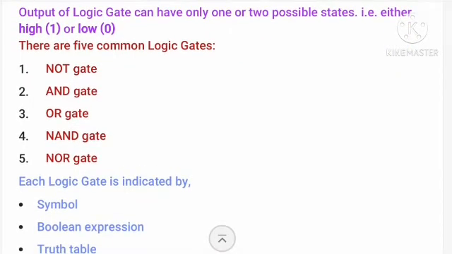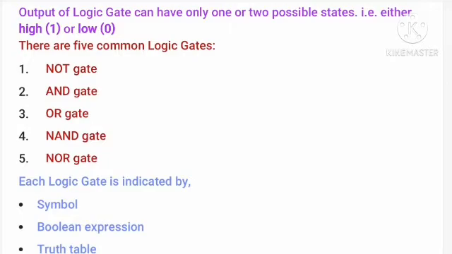Output of a logic gate can only have one of two possible states. As I told you in the definition of logic gate, there can be several inputs, but the output of a logic gate can only have one of two possible states. So, which are these states? The output of a logic gate must be high or low. So when we apply some input, there is a possibility of getting output either as high or low. High means the output will be 1 and low means the output is 0. That means no output is there.